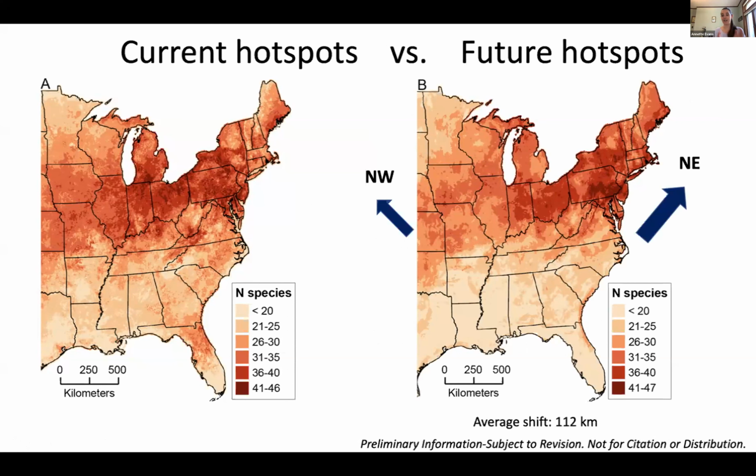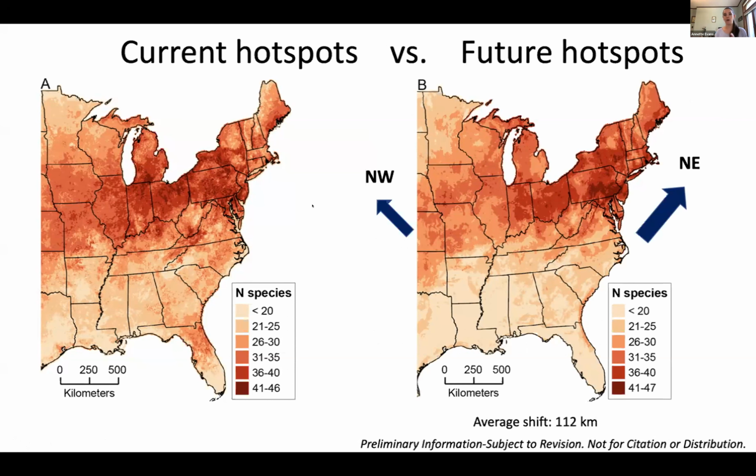And so I guess I should also clarify the way that these maps were produced is that for those 144 taxa that we have models for, we essentially took all of the model outputs and predictions and stacked them on top of each other to produce this one big composite map.